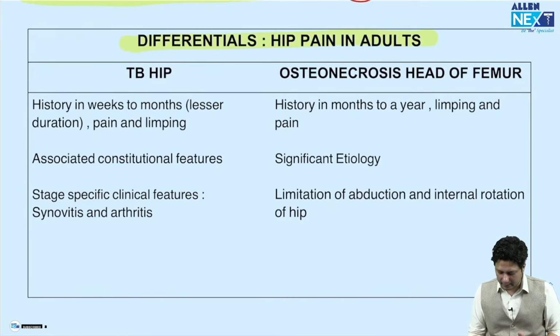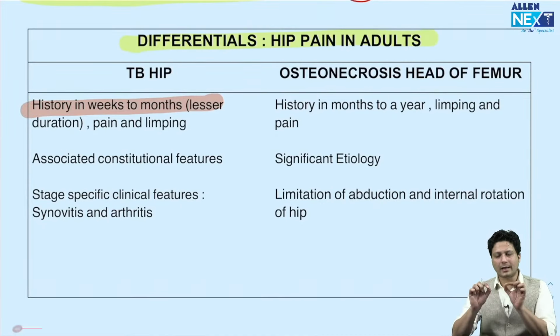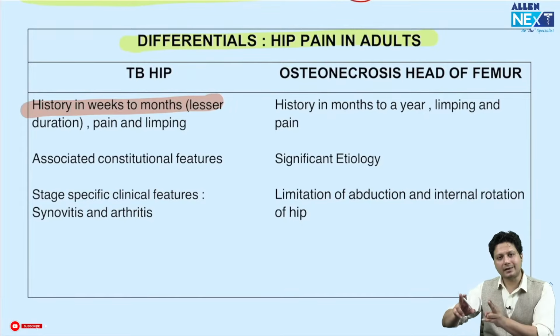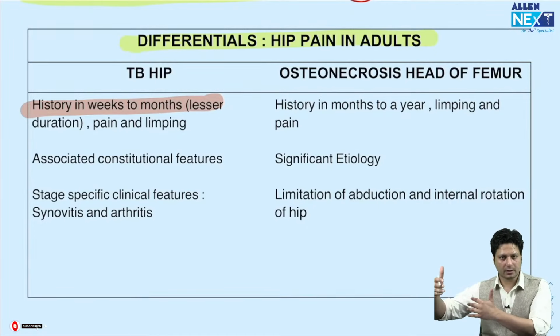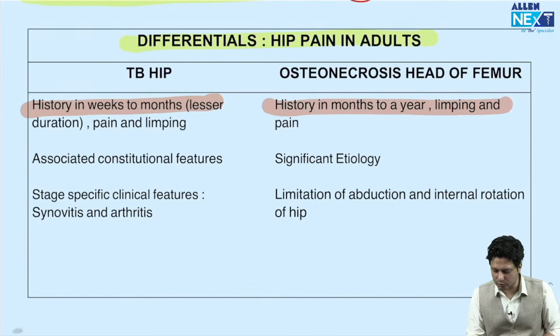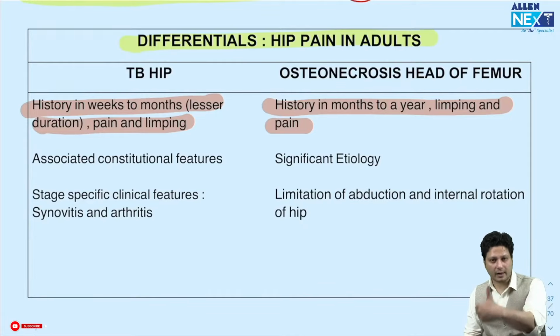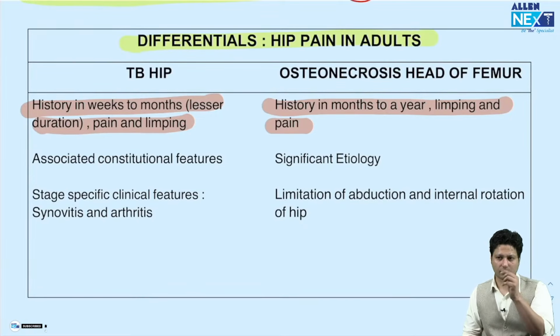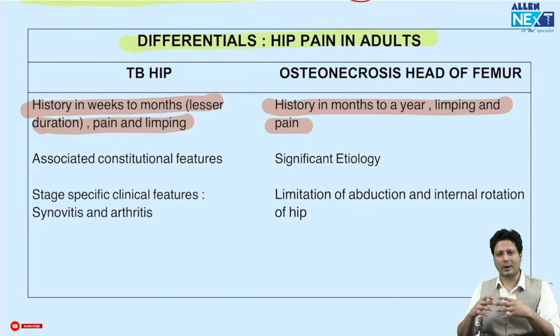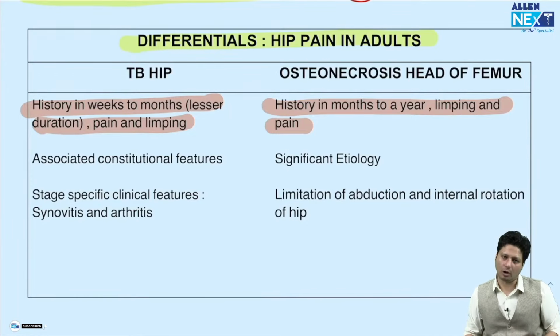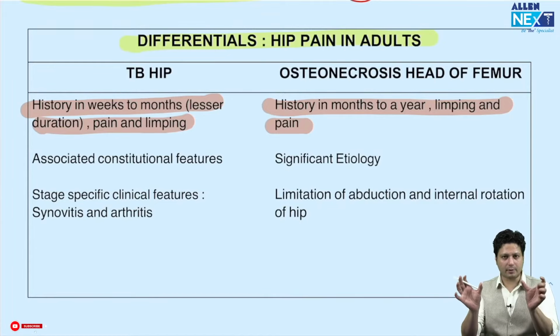Now point number one: the history. In case of tuberculosis of the hip joint, the history is going to be given as 2 months, 3 months, 4 months, 5 months. But in case of avascular necrosis, osteonecrosis of the head of the femur, there is going to be a long history, 8 months, 10 months, even a year. So the history is months to a year, and pain and limping are present in both. Although limping comes first and then the pain in osteonecrosis, by the time you assess the patient he is not going to recall that. He will say that I am having this pain and I am having this disturbance in walk. That is the first difference, the time duration between the two.